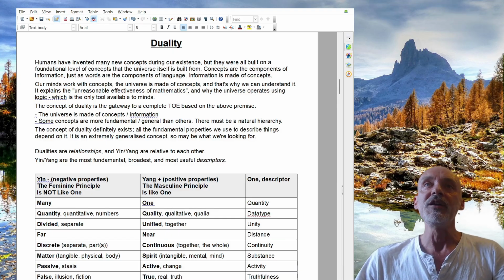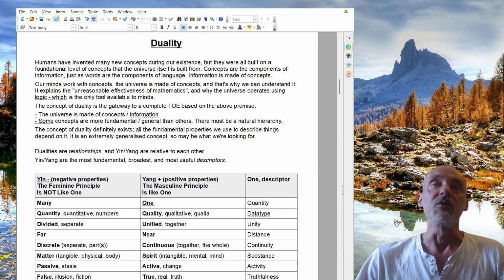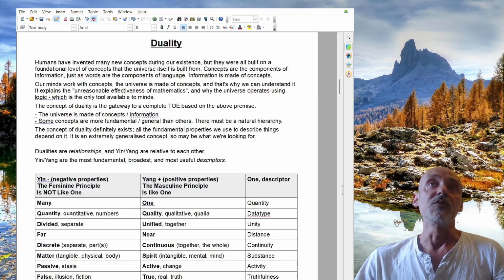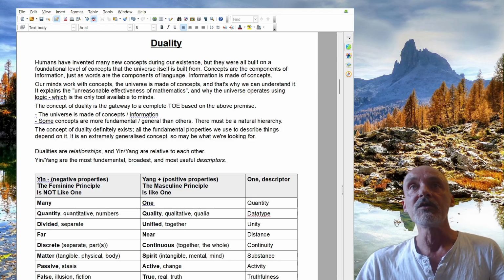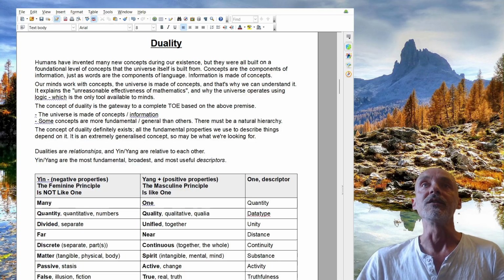So humans have invented many new concepts during our existence, such as the idea of a cheese sandwich. But they're all built on a foundational level of concepts that the universe itself is built from. Concepts are the components of information, just as words are the components of language. Information is made of concepts. And our minds work with concepts. So if our minds work with concepts and the universe is made of concepts, then that's why we can understand it. It explains the unreasonable effectiveness of mathematics and why the universe operates using logic.